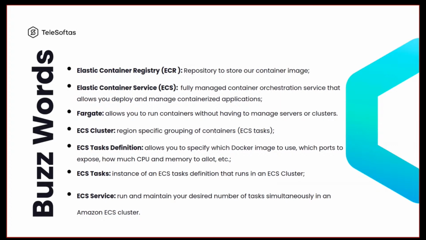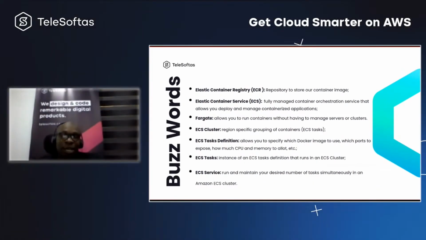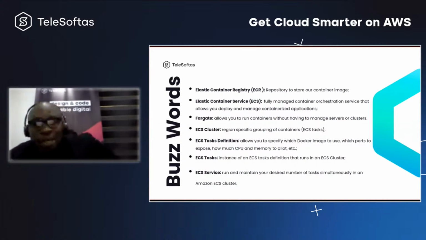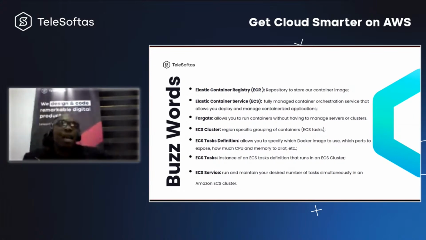We also have the ECS task definition. This allows you to specify which Docker image to use, which port to expose, the amount of CPU, and also the memory to be allocated to your container. So in this case, we are managing those containers, our images, the ports, and the CPU and memory. You do that in your ECS task definition, which, if you write it by hand, is just a JSON file. An ECS task is an instance of an ECS task definition.